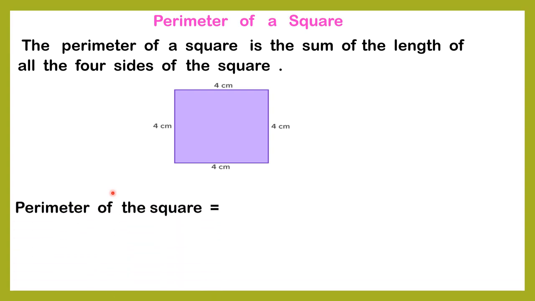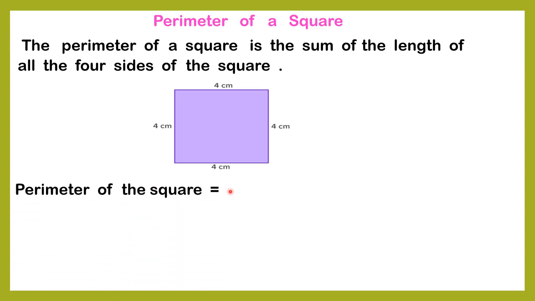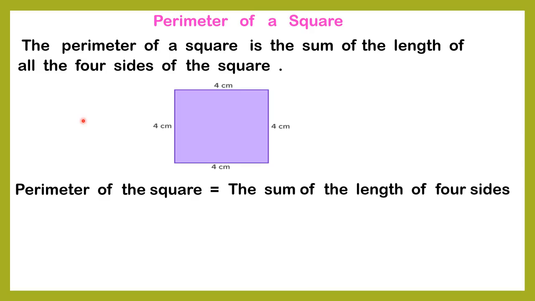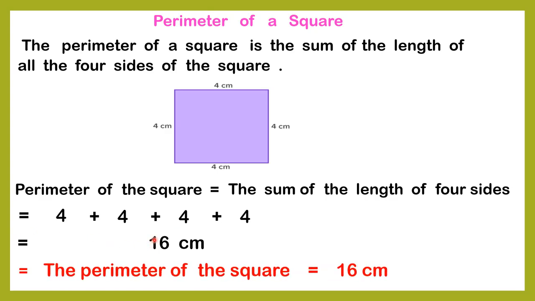So let's find out the perimeter of a square. You have to write the sum of the length of the 4 sides. So I will write 4 plus 4 plus 4 plus 4. 1, 2, 3, 4. So when I add all these 4, I get 16. 4 plus 4 is 8. 8 plus 4 is 12. 12 plus 4 is 16. So the perimeter of a square is 16 centimeter.